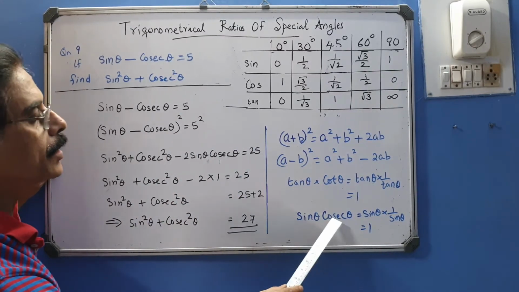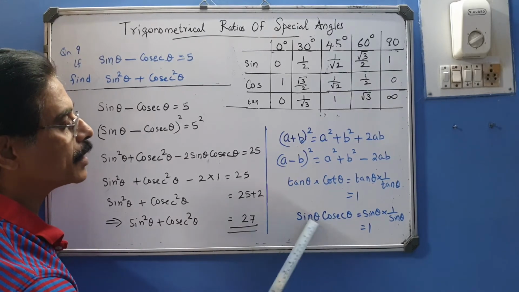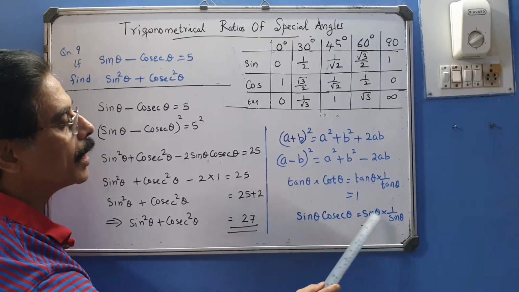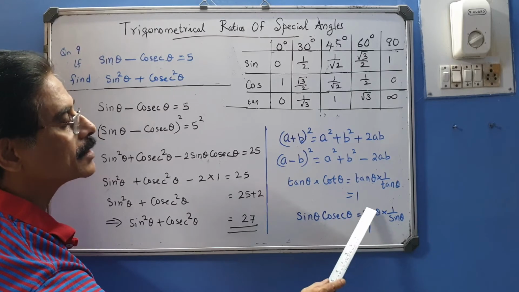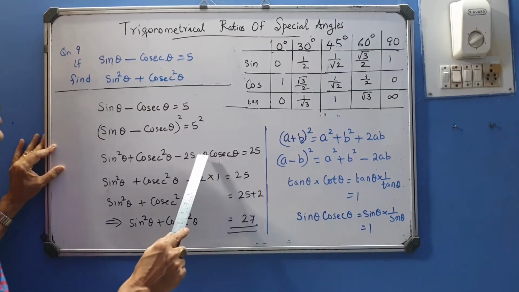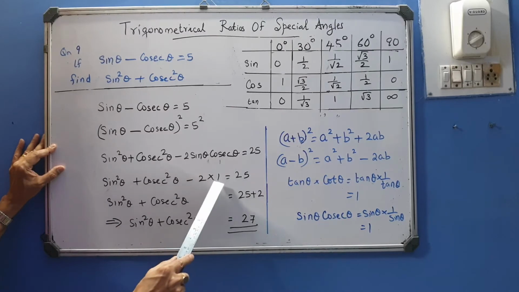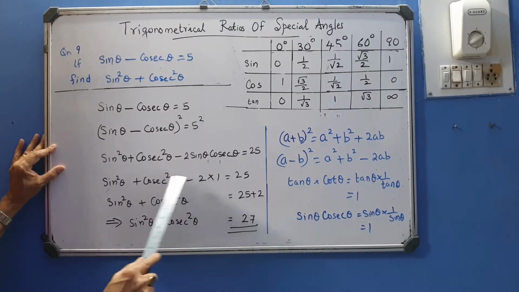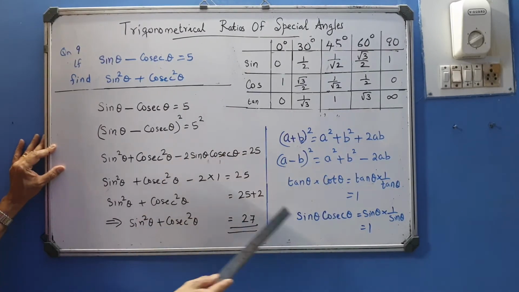Now, sin theta into cosec theta is 1 because cosec is the reciprocal of sine. So, sin theta into 1 by sin theta, sin and 1 by sin, we get 1. So, sin theta into cosec theta is 1. So, we can replace sin theta into cosec theta by 1. So, 2 into 1. Now, take minus 2 to the right side. So 25 plus 2 will give you 27.